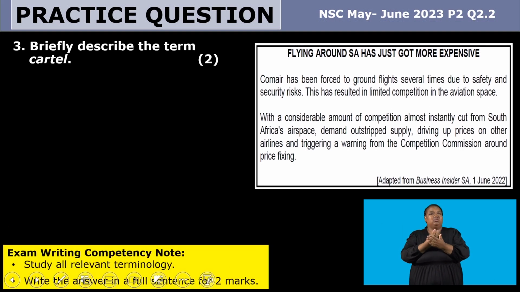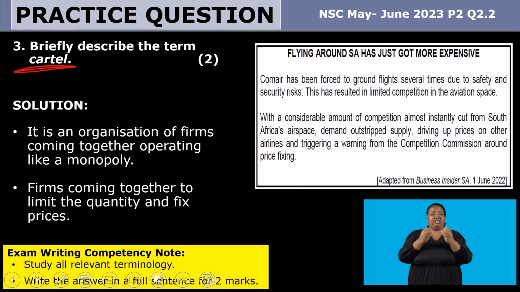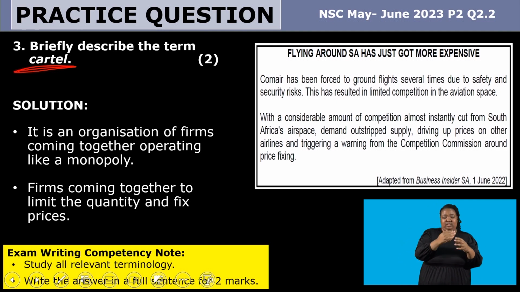Number 3, briefly describe the term cartel. What is a cartel? It is an organization of firms coming together, operating like a monopoly, firms coming together to limit quantity and fix prices. You can also say to limit competition amongst themselves.